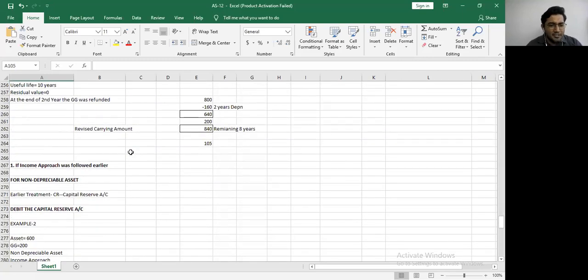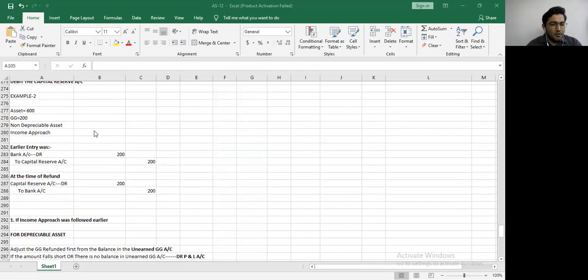Then you have the income approach. Now someone also had a doubt pertaining to the income approach, so please pay attention and understand this. If the income approach was followed earlier for a non-depreciable asset, earlier we credited capital reserve, now you will reverse it and you will debit the capital reserve.